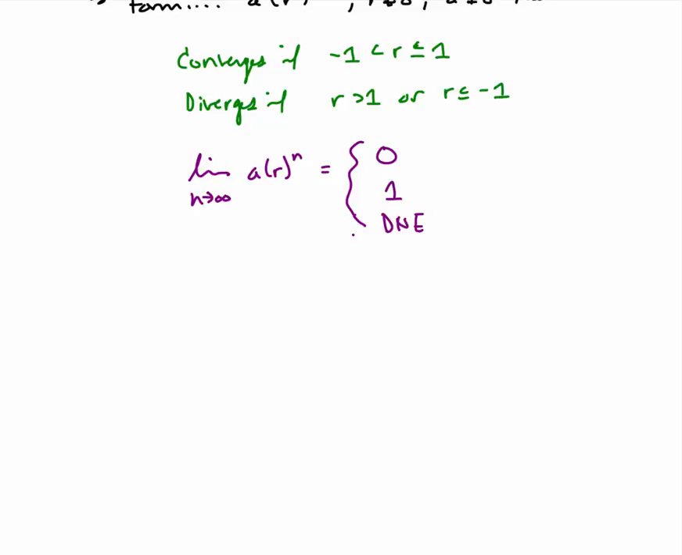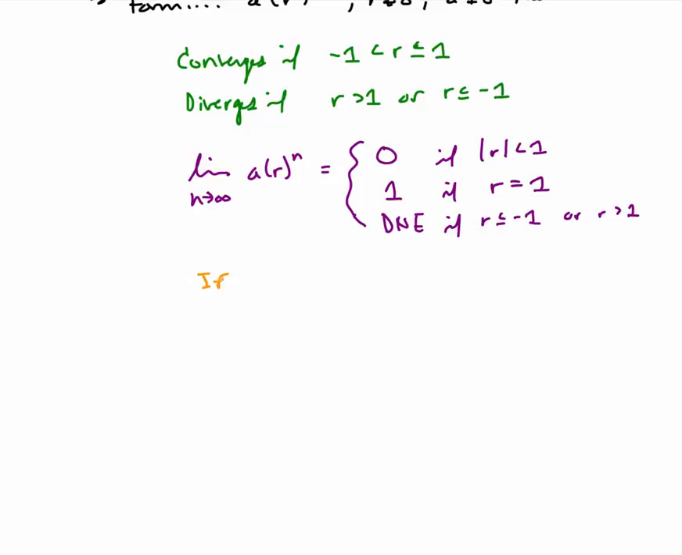If the limit is going to be equal to 0, this would happen if the absolute value of r was less than 1. The limit would equal 1 if r was equal to 1. Not the absolute value of r, but just r is equal to 1. The limit wouldn't exist if r was less than or equal to -1 or if r was greater than 1. And as we see some examples, these will make a lot more sense.